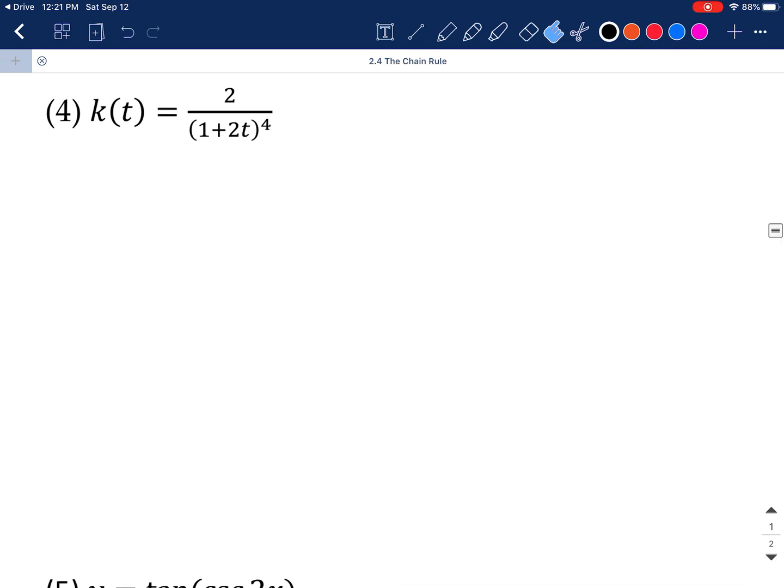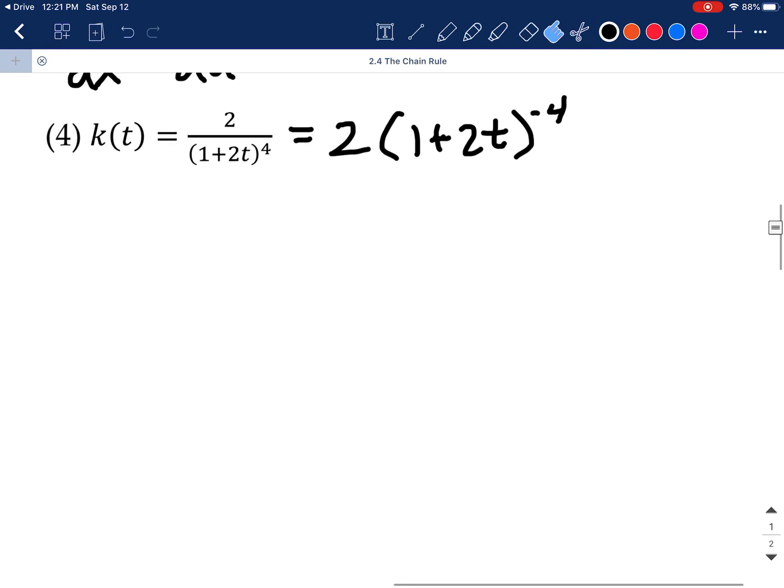For number 4, we've got k of t equals 2 over (1 plus 2t) to the fourth. And I'm going to give you another helpful hint here that is going to be very useful. So if I'm looking at number 4, I might say, oh, I need to use the quotient rule. However, if I look, my numerator is a constant. So if my numerator is a constant, what might be more useful to do is to rewrite this as 2 times (1 plus 2t). Now bringing the expression to the numerator means I have to change the sign of the exponent. So that would become (1 plus 2t) to the negative 4.